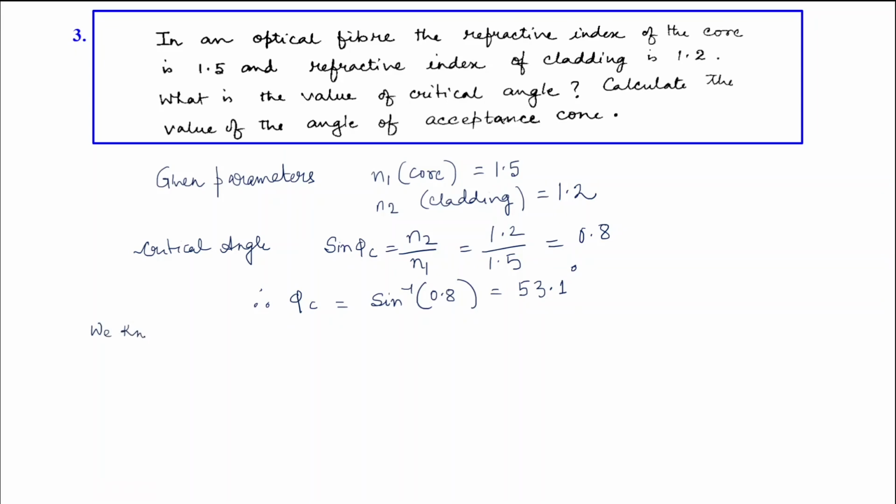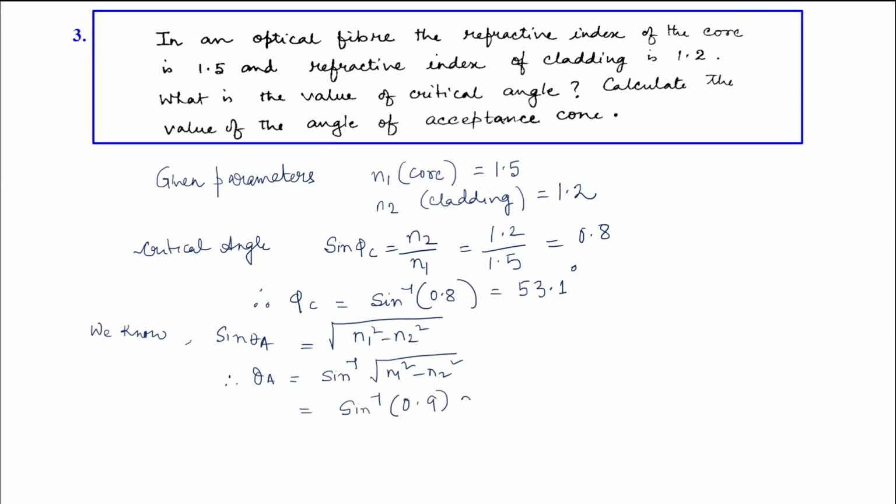Now we know that sine theta a is equal to root over n1 square minus n2 square. Therefore, theta a is the acceptance angle. Theta a is equal to sine inverse root over n1 square minus n2 square. So if we calculate it, putting the values of n1 and n2, that is sine inverse 0.9, we get it as 64.15.